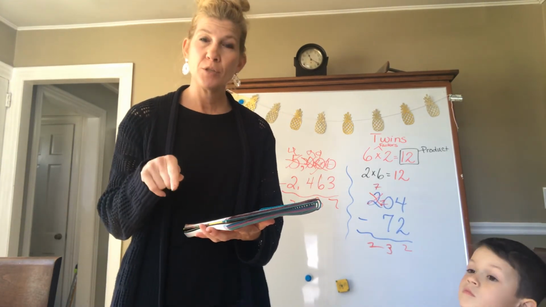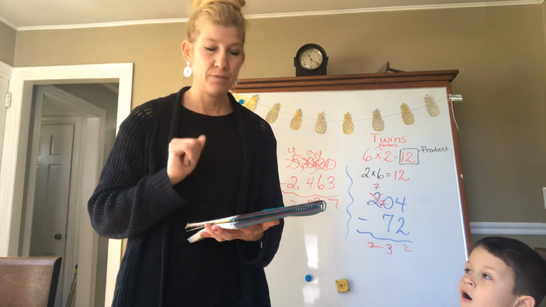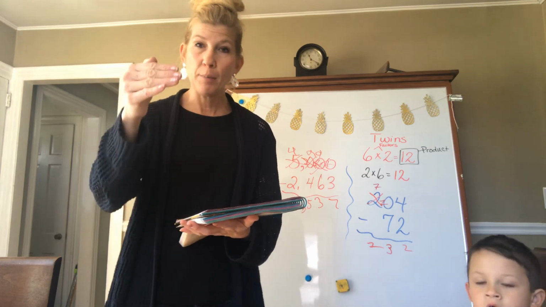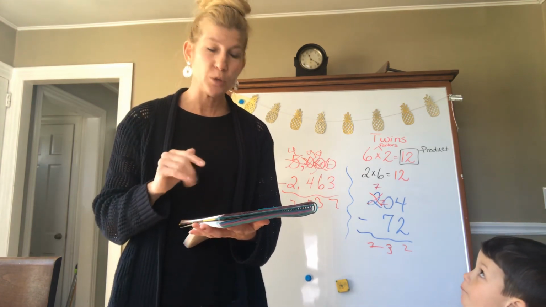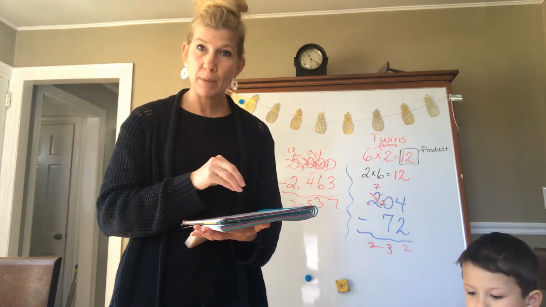10 divided by 2, half of 10 would be 5. Okay, so that will help you with the top part for number 1 and the bottom part for number 2. You're doing the same thing. You count by 2s until you get to that big number.